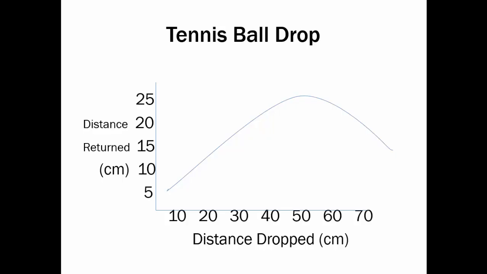The blue line represents the data plotted and the line drawn, and the big title at the top, tennis ball drop, represents what this information is about.